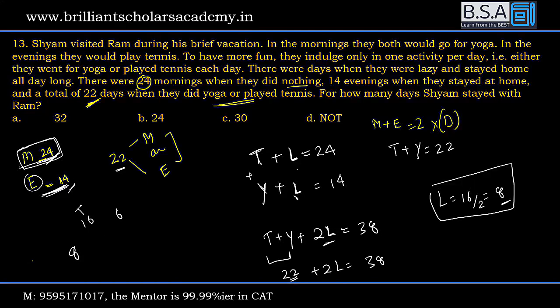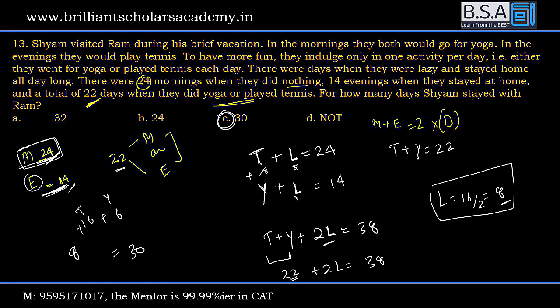evening. This is tennis. Put 8 here, 8 here, you can subtract. So 16 days they played tennis, 6 days they did yoga. Total number of days will be addition of these. So 8 plus 16 plus 6, that is 30 days.